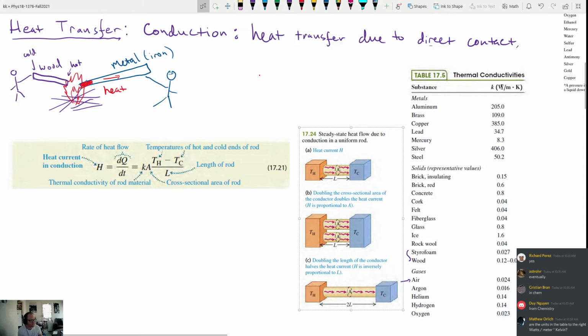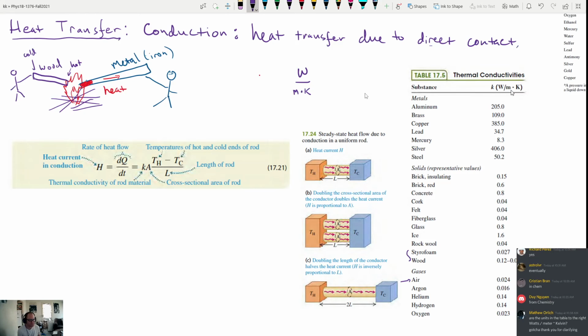The units in the table are in fact watts per meter, and I'm sure the kelvins are supposed to be in the denominator, Matthew. Right, it's watt over meter times K. I hate this so much. Just looking at that bothers me so much. You just put parentheses around it. Do something. Write it as a fraction. It's not that hard. Anyway.